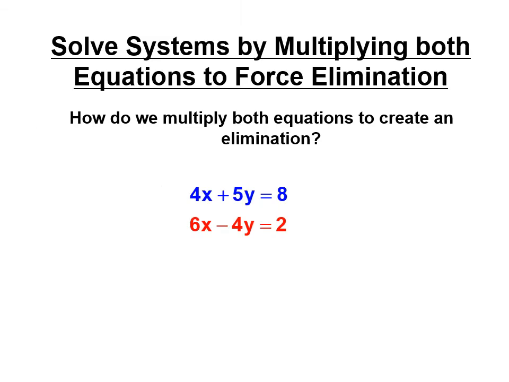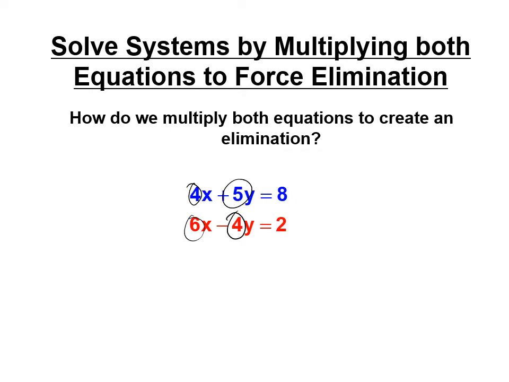So, solve systems by multiplying both equations to force elimination. Let's look at this. I have a 4 and a 6, so there's no way I can turn a 4 into a 6. I could multiply by 1.5 but that's not really a good solution. And there's no way I can turn this negative 4 into that 5. So what could I do? Well, there's many things I could do.